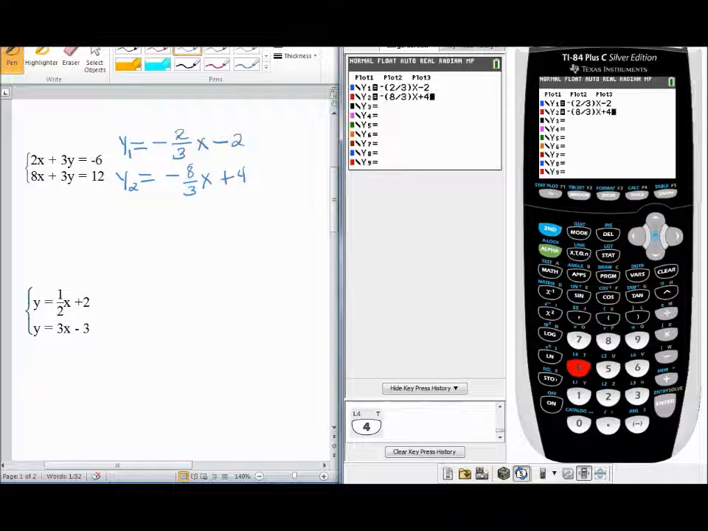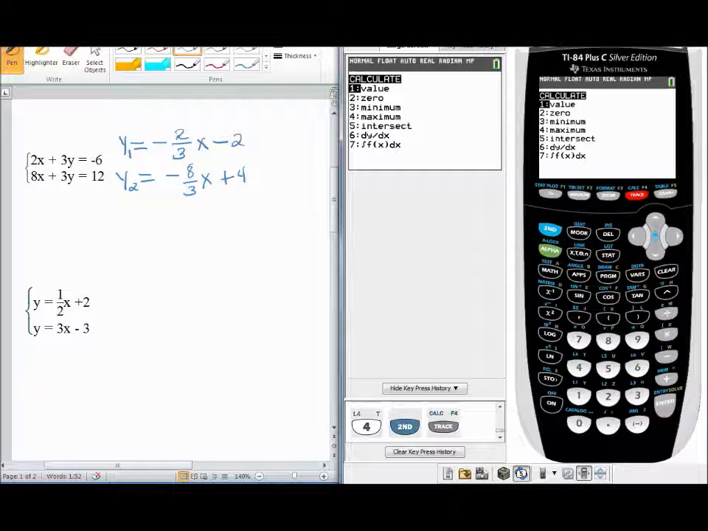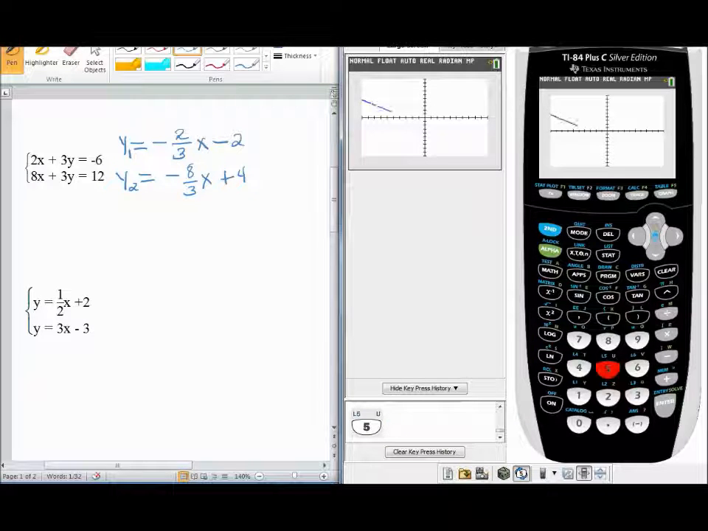So I'll hit second and trace, second and trace. I want to know the points of intersection, so I'll hit number 5. Give it a second, let it draw it out for you. If you don't let it draw it, it'll tend to freeze up your screen. It'll ask me the 3 questions, and I'll hit enter 3 times. First curve, enter. Second curve, enter. Guess, enter.